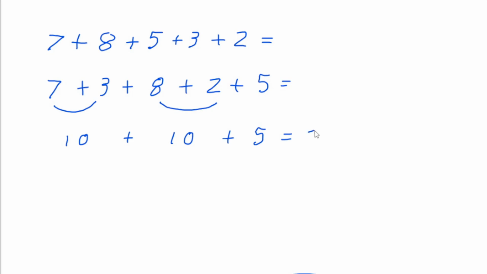So that's 25. And that was a lot easier because when you're adding, it doesn't matter which order you add them in. You still get the same answer, so you can rearrange them and then add them up and you'll get the same answer. Now there's something very similar that you can do with multiplying.